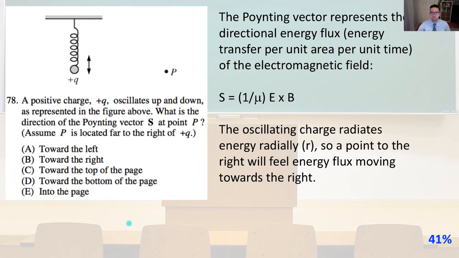So the Poynting vector represents a directional energy flux, which is the energy transfer per unit area per unit time of the electromagnetic field. So S, the Poynting vector, is going to equal 1 over mu times E cross B. The oscillating charge radiates energy radially, dependent on r, the distance from the charge. So a point to the right will feel energy flux moving towards the right. So that is simply answer B.